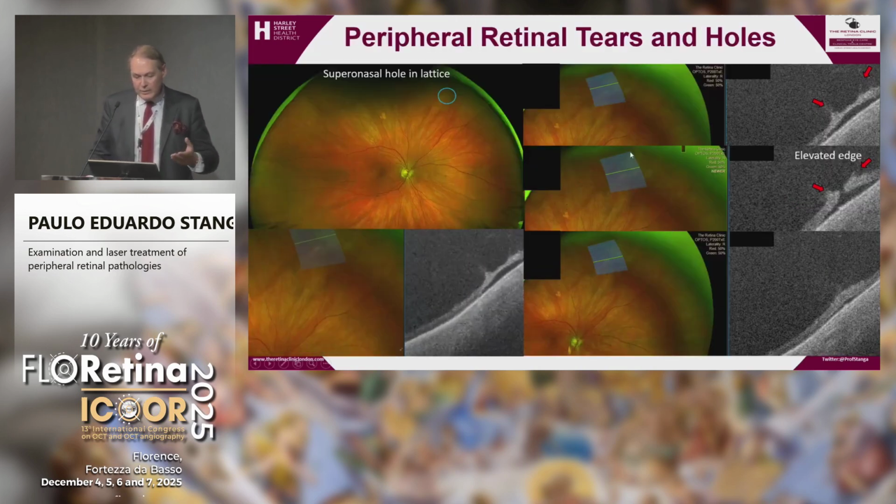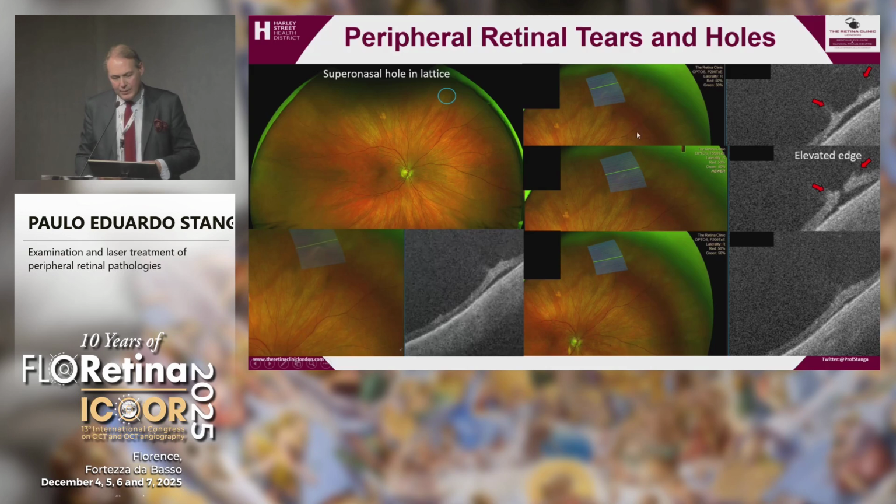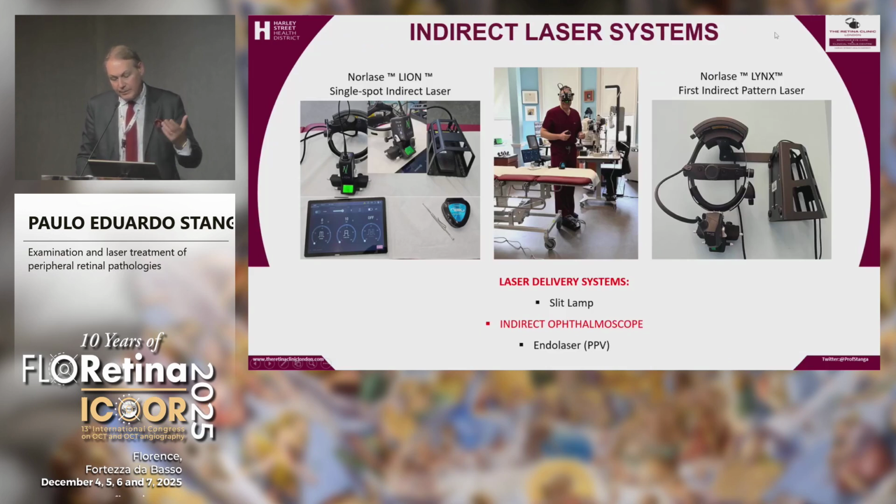Let me show you some examples. This is an example of a peripheral retinal hole. I still use ultra-wide field imaging, but I still do indirect ophthalmoscopy as I've just shown you. Now, why is it also important to know how to do indirect ophthalmoscopy? Because we want to be able to do indirect laser.